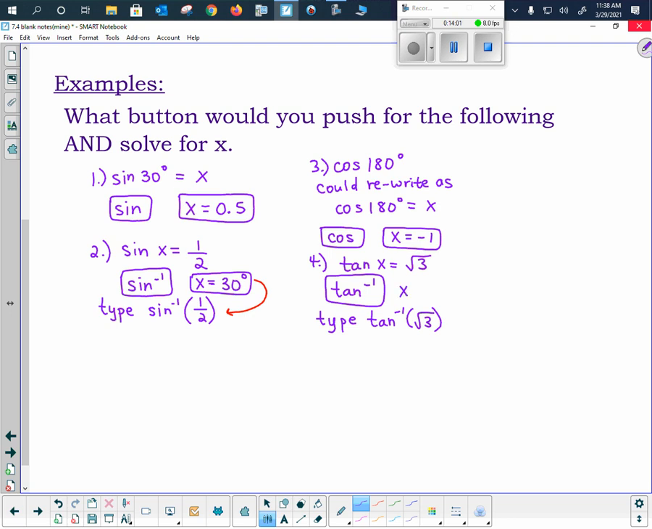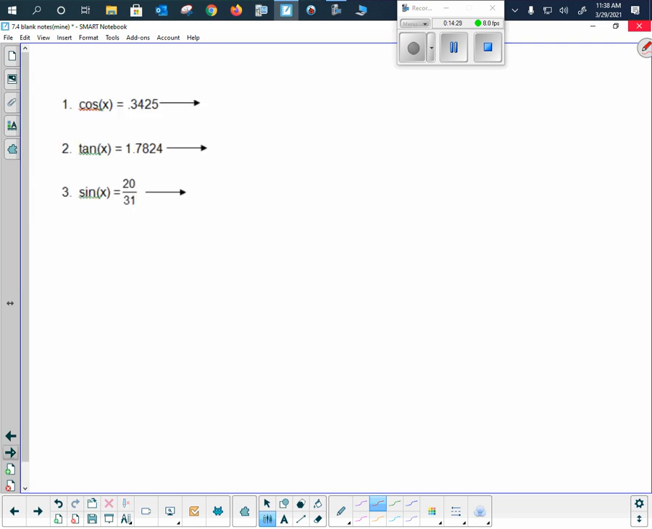And if you do that, x will equal 60 degrees. Again, that's what you had to type in to be able to get that. So always come back to this, guys, if you need to refer to how do I find a side, how do I find an angle, what am I doing on my calculator? Okay, so let's go to the required work, all right, and talk about this.